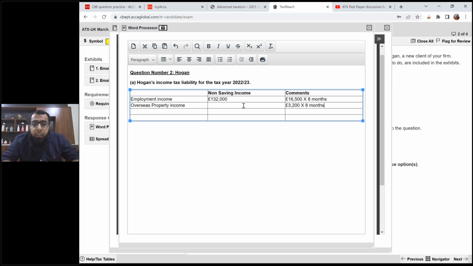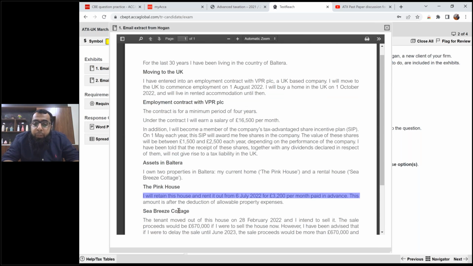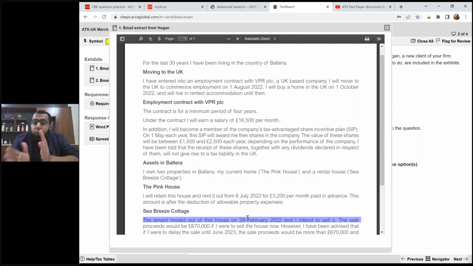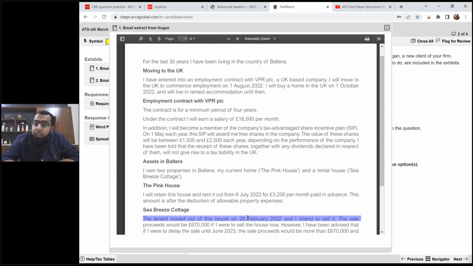£3,200 multiplied by 8 months. Can anyone tell me? 25,600. Okay. Two students have said different numbers, so let me confirm it. Yes, it's 25,600. And then there is one more property, Sea Breeze Cottage. The tenant moved out on 28 February 22. So no rental income in 22-23 because the tenant has moved out in the previous fiscal year.